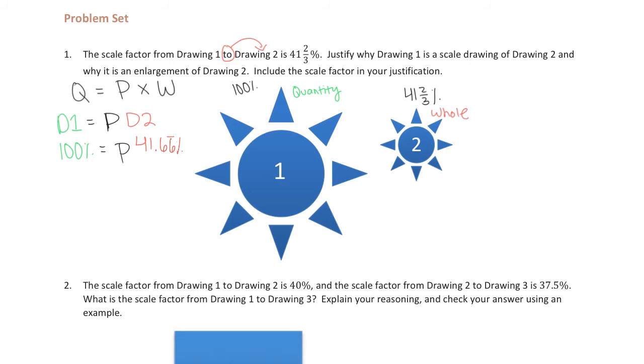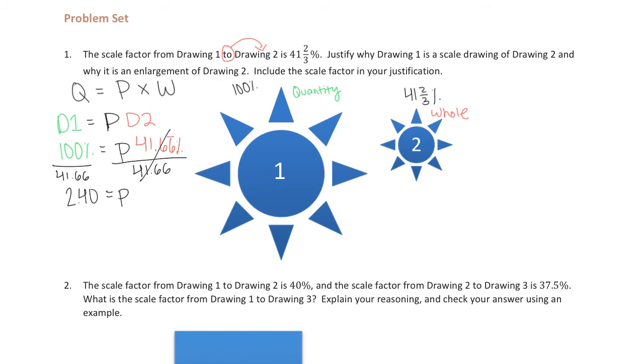And then we need to get P by itself. So to get P by itself, I'm going to divide both sides by 41.66. And I know that here I'm going to get 1p, and then I have 100 divided by 41.66. Go ahead and calculate that in your calculator. All right, when we get our answer, let's round it to the nearest hundredths. So I'm going to have 2.40.